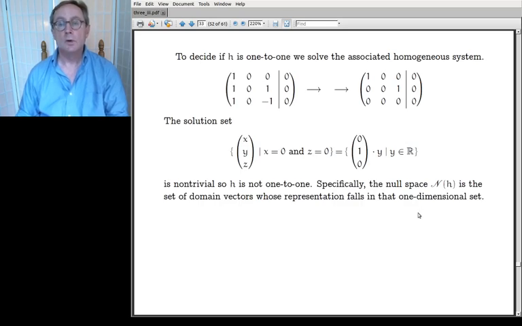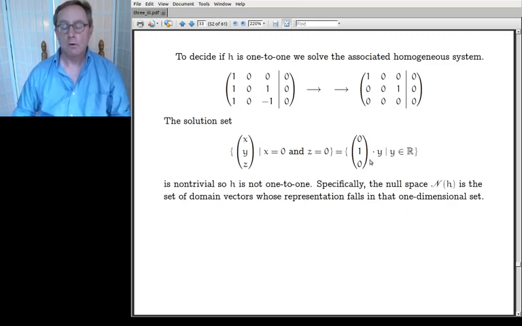To decide if H is one-to-one, you can solve the associated homogeneous system as we have in the past. And of course we get that you solve x equals 0 and z equals 0, but y can be anything it likes. So H is not one-to-one because the null space is not the trivial space. So the null space is the set of domain vectors whose representation falls in that one-dimensional set. The null space is a subspace of the domain, of course. It's the set of domain vectors whose representation has a 0 in the first entry and a 0 in the second entry, but can have anything at all in the middle entry.